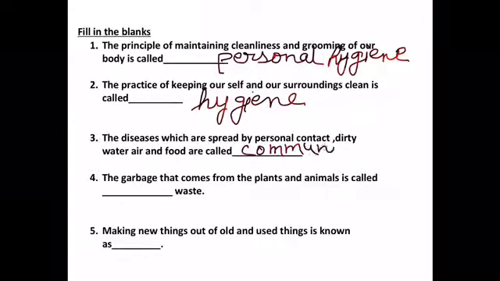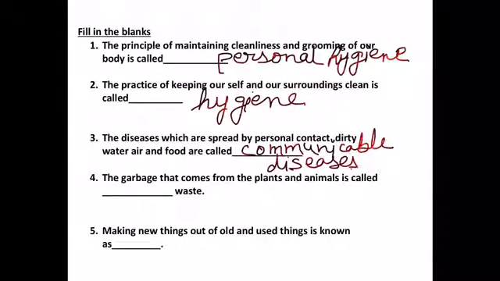Communicable diseases. So communicable diseases spread from one person to another person. The garbage that comes from plants and animals is biodegradable. Right? So biodegradable waste is that which comes from plants as well as animals.